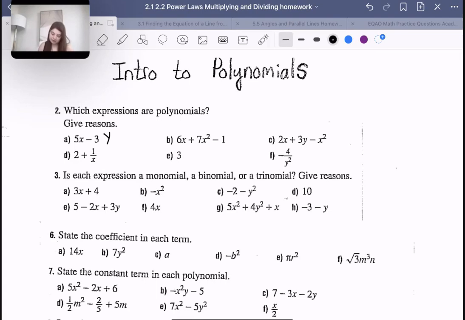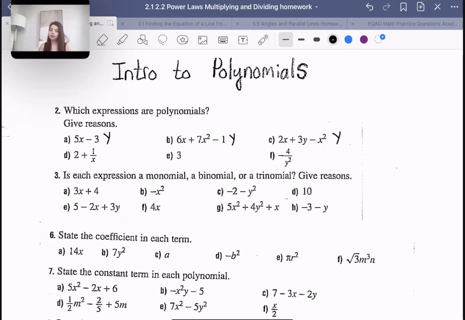Now B is also yes, this would be a polynomial for the same reason. The only difference here is we have something with squared, but we are allowed to have exponents as long as they're positive exponents in our polynomial. So this is still allowed. This one, C, would also be a polynomial for the same reason, right? We have 2 times a variable, so we have coefficient variable. Then for 3y, same thing. We have coefficient variable. And then we have a subtraction sign and x squared. So that all looks good.